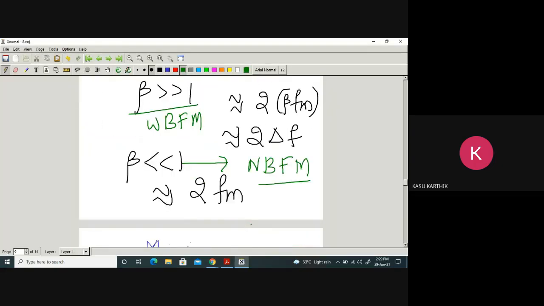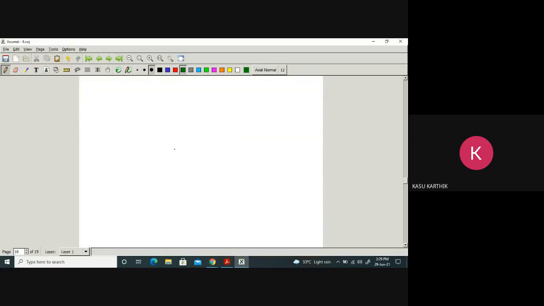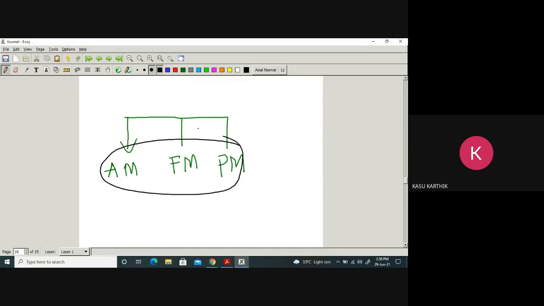So this is about modulations. Here we have studied all amplitude modulations, and we have studied angular modulation, frequency modulation, as well as phase modulation. Now, can you tell me what is a modulation? Having studied all types of modulations, what is the definition of modulation? I want to know how modulation is defined.